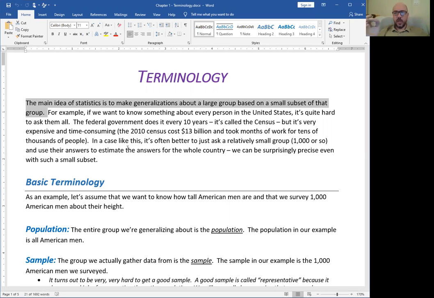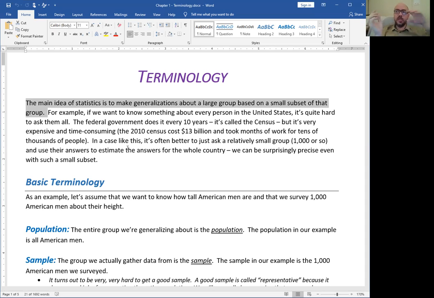The Constitution outlines the census. It says we must take a census every 10 years, and we've done that for the entire life of the country. The last one in 2010, I guess the last one is 2020 now, but the one in 2010 cost $13 billion and took months of work. It is a huge project. And so we don't really want to do that, right?